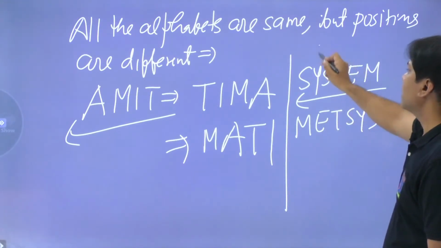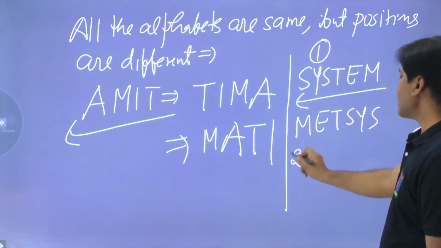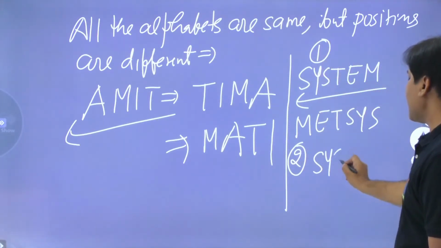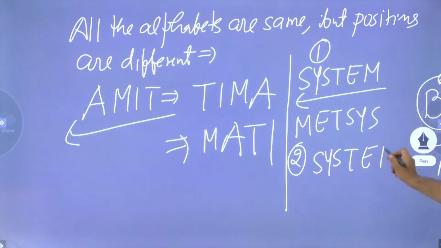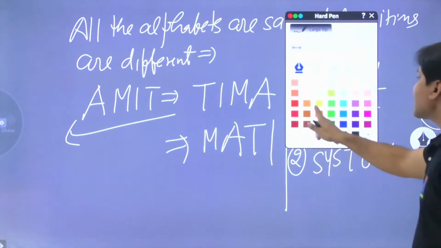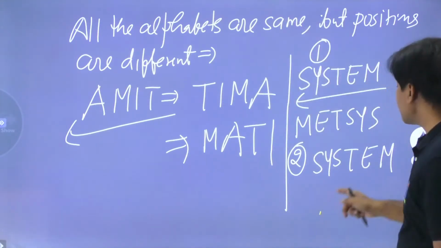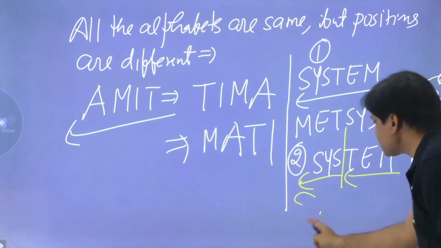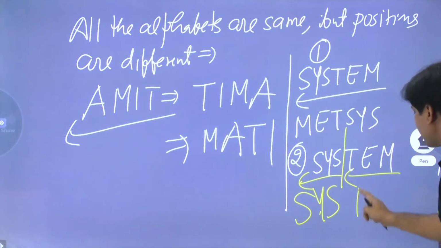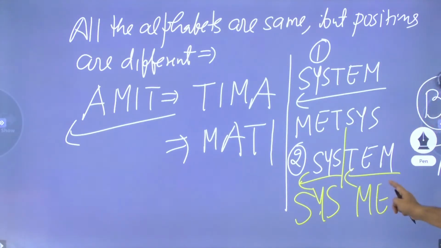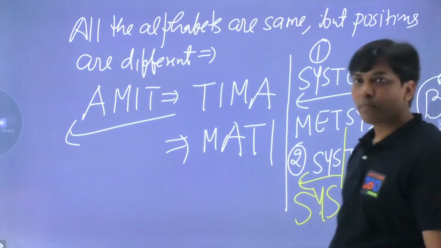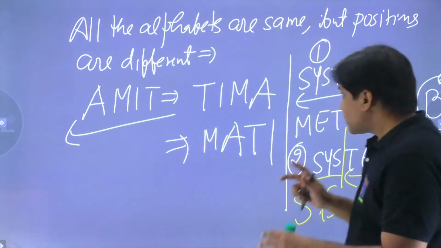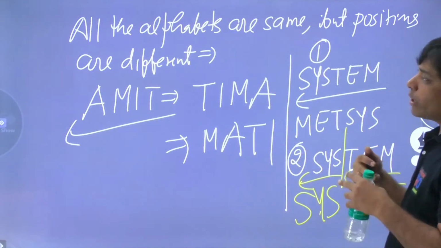METSYS. That is one. What is the second way? I can say that, okay, SYSTEM. I will be breaking this entire thing in 2 parts, and then I'll replace this and this. So this becomes SYS and this becomes MET. Do you understand this? So that's one possibility that you can think of.